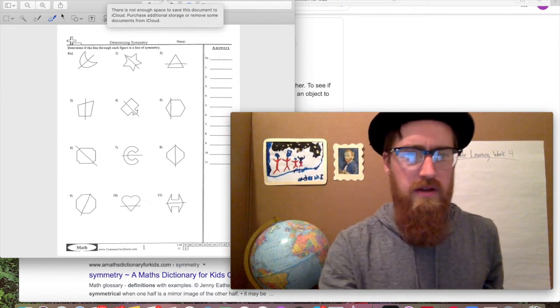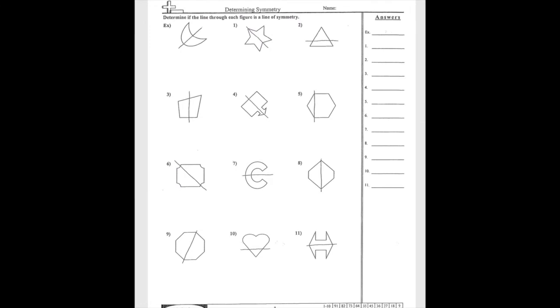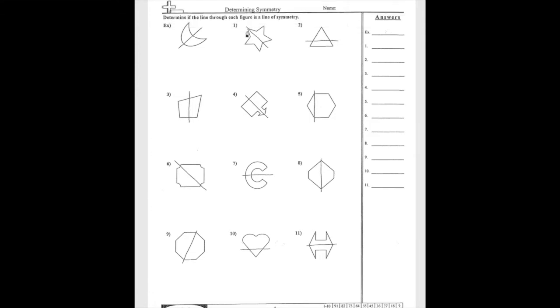So if we look at the page we have this week, we can look at some of the shapes we have. So this first one, we have a star. And if we imagine that we fold this star right down the middle, these points are going to match up and these points are going to match up. So we would say that yes, that is a line of symmetry.